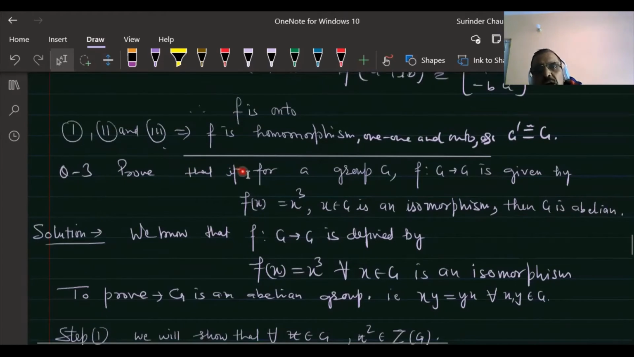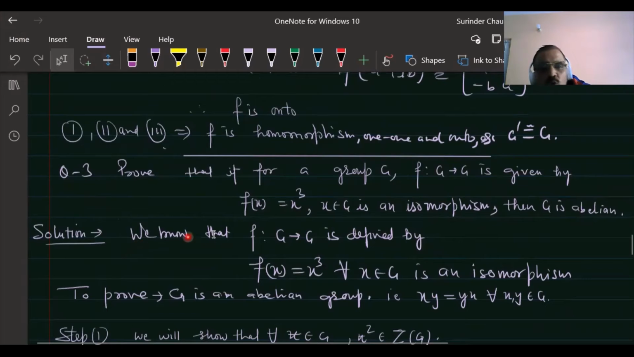Next one: prove that for a group G, if f is a mapping from G to G given by f of x equal to x cube for all x belonging to G is an isomorphism, then G is abelian. If this is an isomorphism, then G should be abelian.